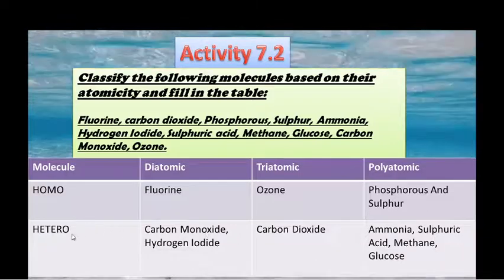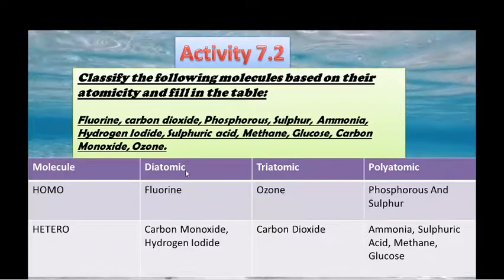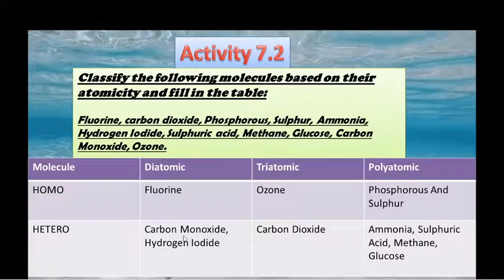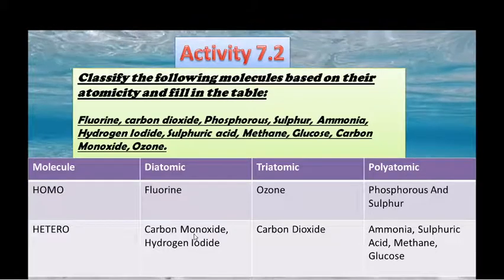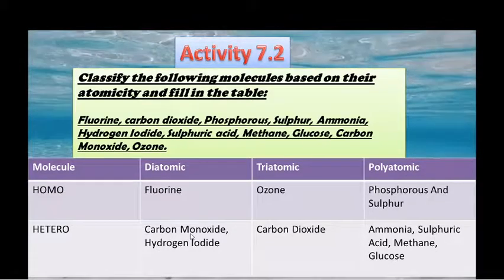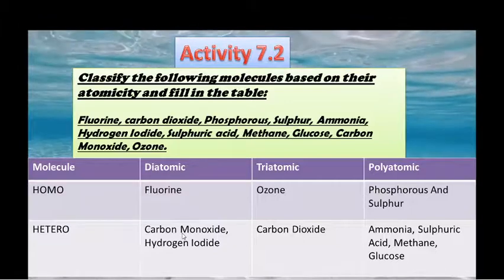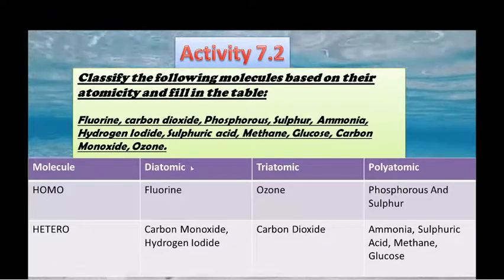Okay. So next is the heteroatomic molecule. Heterodiatomic molecule is carbon monoxide, CO. The formula is CO. Carbon is a different element, and oxygen is a different element. So carbon combines with oxygen to form 2 atoms. So carbon monoxide contains 2 atoms only, so it comes under diatomic.